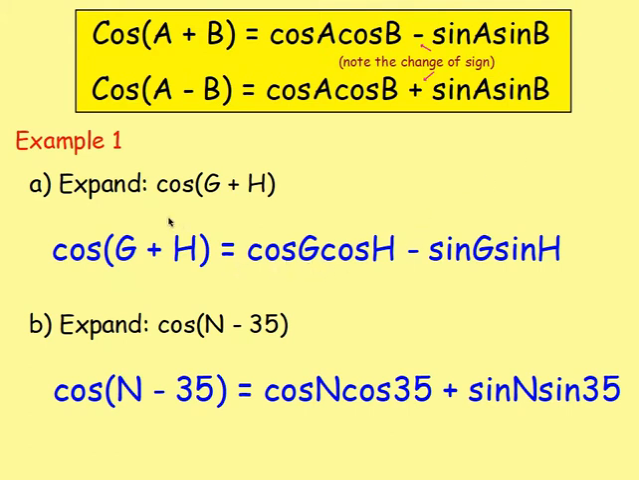So, example 1, we had to expand cos g plus h. Doing that, we had cos g cos h minus sin g sin h. We were just using these formulas here and thinking, right, we're replacing a and b with g and h. So just take this formula at the top, where it's a plus b, and replace the a with g, and the b with h. Doing the same thing, we're n minus 35. Well, we're subtracting, we're replacing a with n, we're replacing b with 35. So really, we've got this here, and we replace the a and the b.